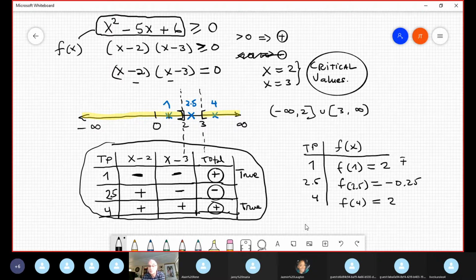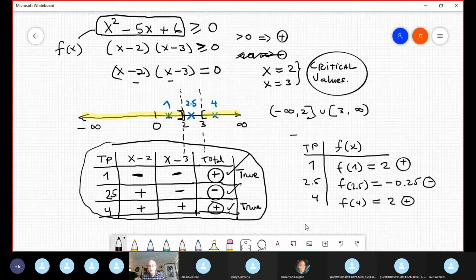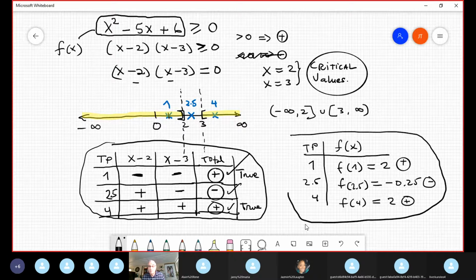Look, this is positive. Okay, this is positive. This is negative. Okay, this negative. And this is positive. And we get exactly the same. So either way, guys, you evaluate by pieces using the table, or you evaluate directly.